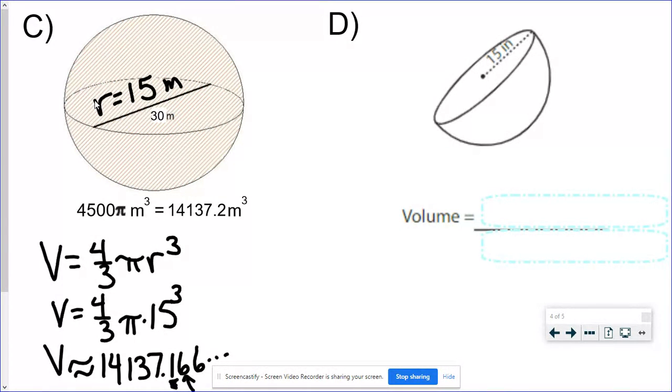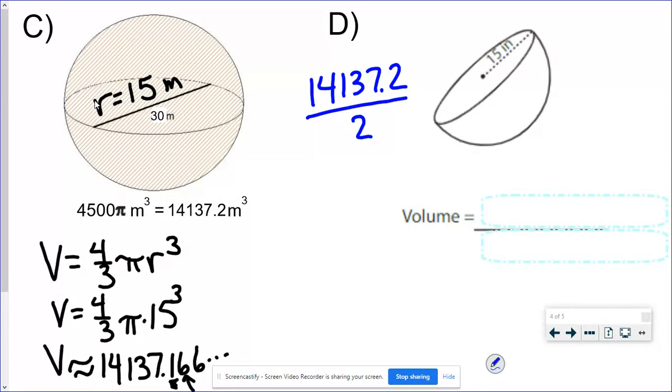Now, if you'll notice, the radius on this is 15 inches. I know it's a different label, but the fact that that's 15, and I just did a problem that had a radius of 15 means I know that I could just take my answer from C and cut it in half, right? I could take 14137.2 and divide it by 2 or multiply it by 1/2. It's all of that same work. I'm not going to make you redo all that work. Just divide it by 2 because I only have a half of a sphere, a hemisphere.